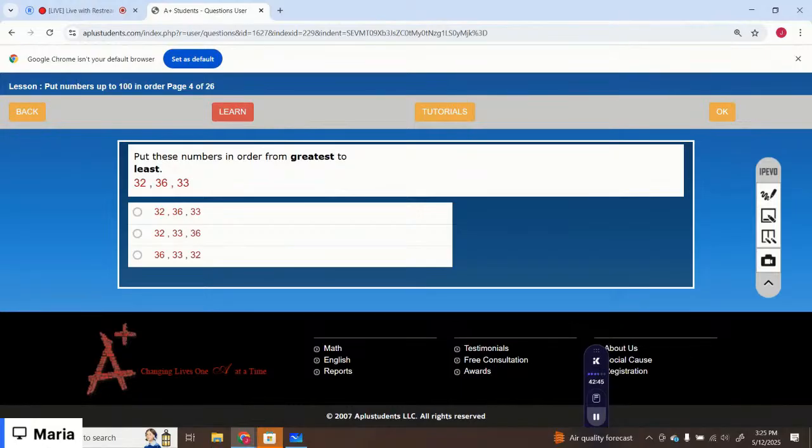Put these numbers in order from greatest to least. From greatest to least. So 36 is the greatest, then you have 33, and then 32, because they all have the same tens digit, so you have to look at their ones digit. So 6 is the greatest, then 3, and then 2. So option number 3 is the correct option.